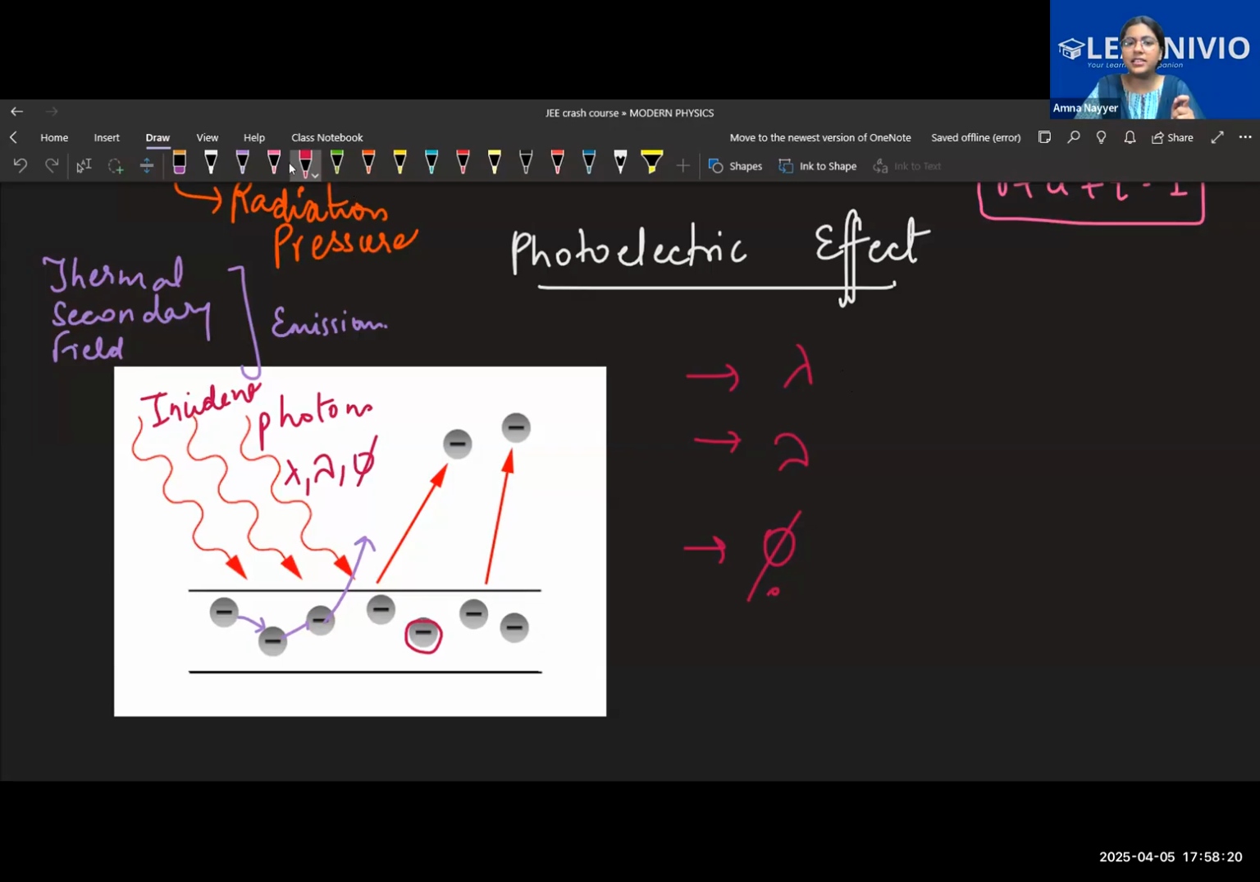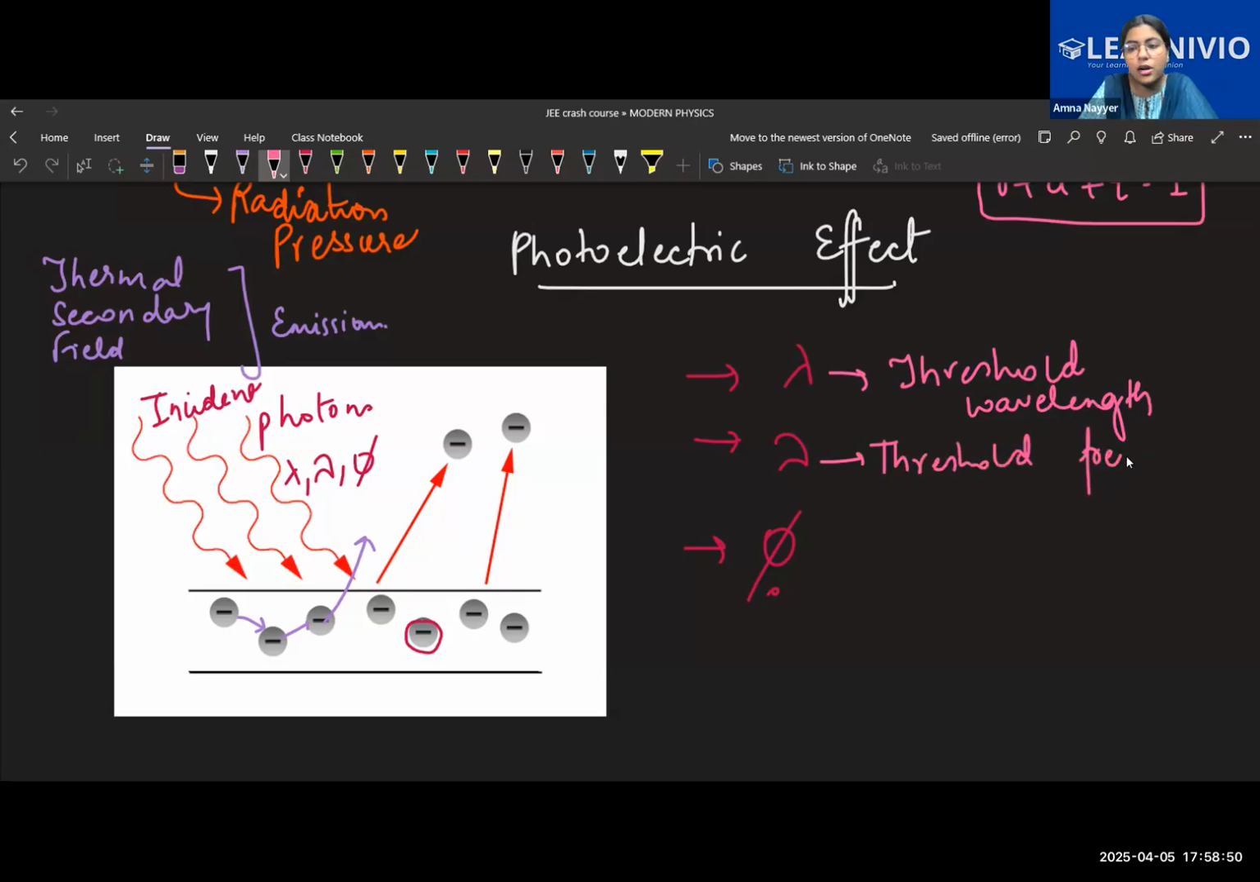Electrons have some things fixed. There's a fixed wavelength. What is this wavelength called? You all know? Threshold wavelength. Threshold wavelength, and a fixed frequency, that is threshold frequency.